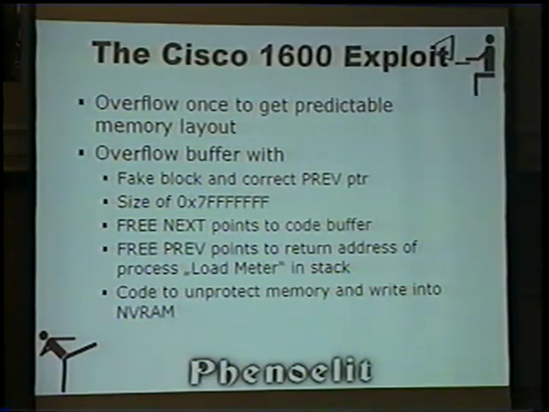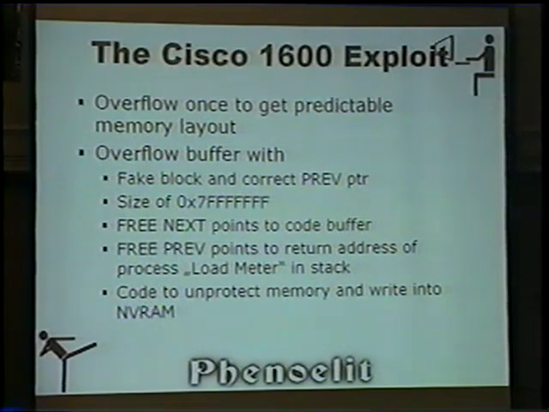Some operation in iOS, I have no idea where, seems to have a signed and unsigned bug, like you have a signed and an unsigned variable and you move it over, or it uses addition or shifting or stuff, so it flips over and becomes zero. And having this size field here is valid. It's checked and it will pass the check. We have the free next pointer pointing to our code, and the free previous pointing to the return address of some stack from some process.